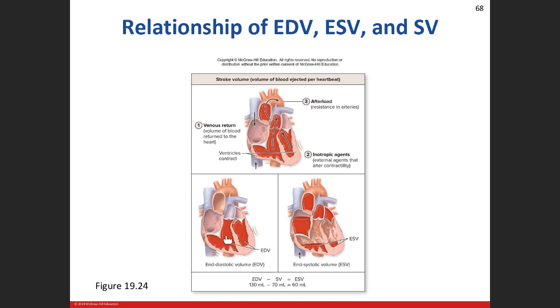Okay, so here's our end diastolic volume. That's the volume of blood in the ventricles prior to the ventricles contracting and ejecting the blood out of the heart. And then what's left over is the end systolic volume. Keep in mind this equation here. End diastolic volume minus stroke volume is equal to the end systolic volume.